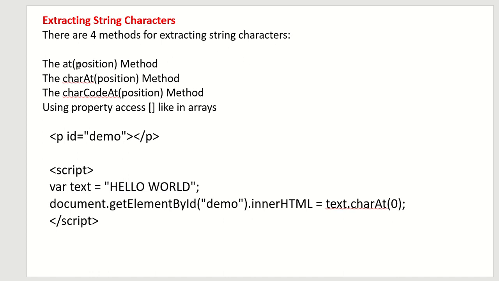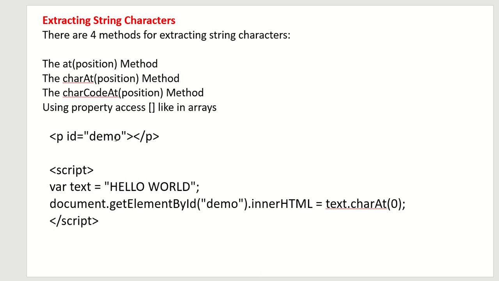First is the at method, or you can say at position. In the round bracket we have to write position, then charAt, and in round bracket we write position, then charCodeAt, and round bracket we write position, and using the property of square bracket, like an array, you can also use. So here we have only the scripting part example, not the full program actually.